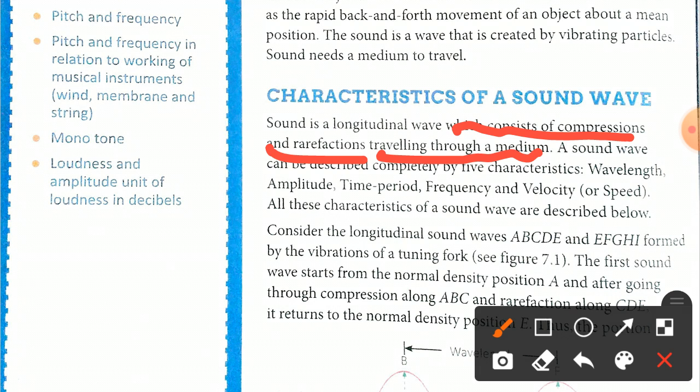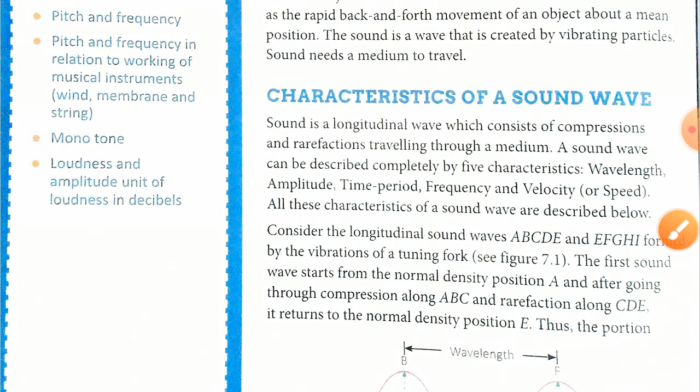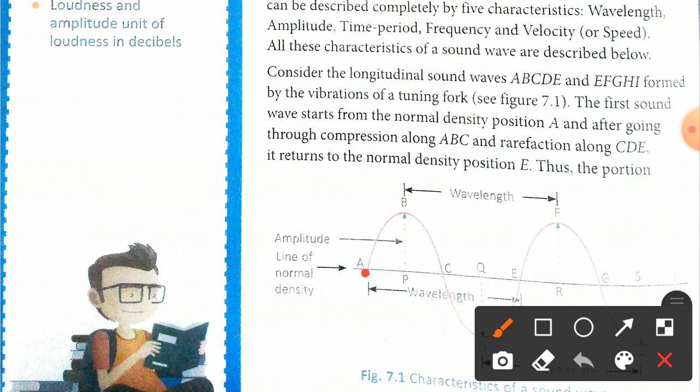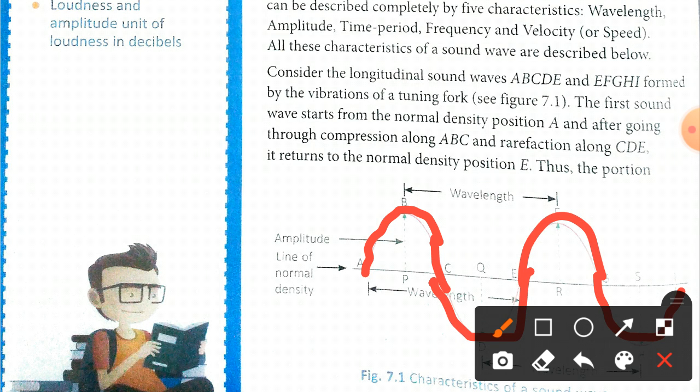A sound wave can be described completely by 5 characteristics: its wavelength, amplitude, time period, frequency and velocity or speed. All these characteristics of sound waves are described below. Here you can see the figure. Consider a longitudinal wave. Here you can see the wave A, B, C, and after that C to D, D to E. This is a sine wave, and E, F, G, H, I is formed by the vibration of a tuning fork. I hope you know the tuning fork.